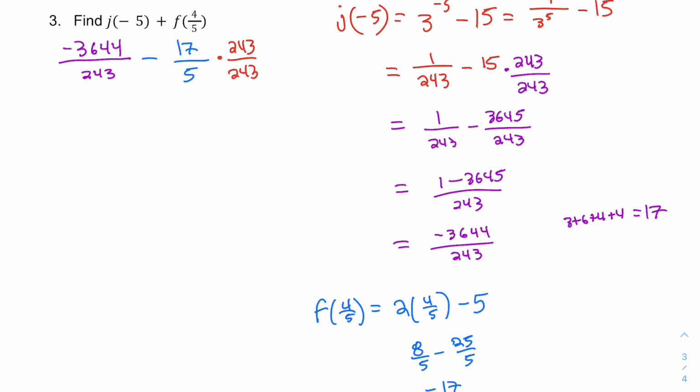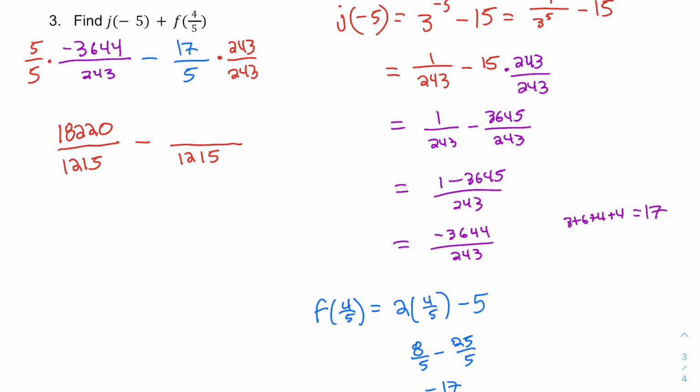I am going to multiply the purple fraction by 5 over 5. And so I'm going to put this into my calculator. If I do 3,644 times 5, I get 18,220. 5 times 243 is 1,215. And I'm subtracting. My denominator will be, again, 1,215.